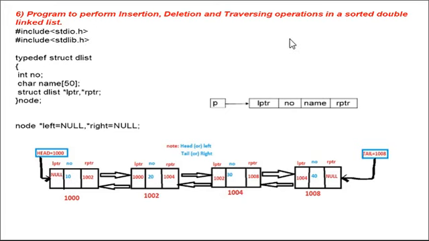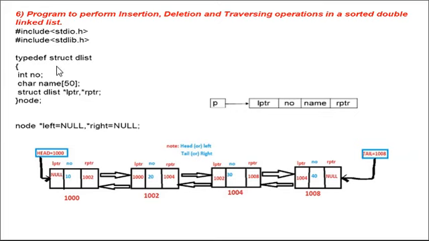A sorted double linked list is a double linked list in which all the information parts are in ascending or descending order. In our example, all the nodes of the double linked list are organized in ascending order of the roll number of the student. These are the number and name. These two are the information parts of the nodes.